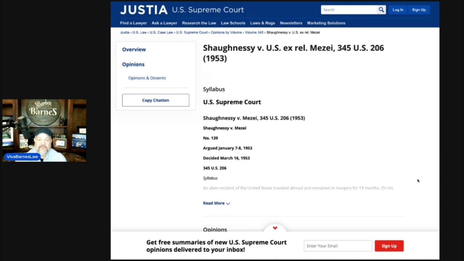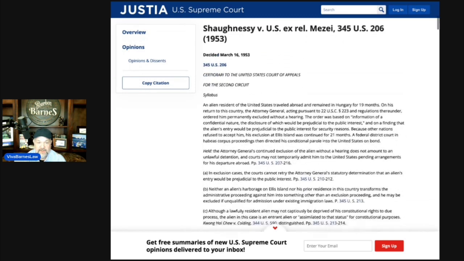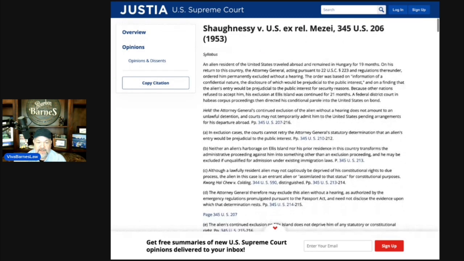Shaughnessy versus the U.S. ex rel. Mezei. You can find the citation on Justia or other freely available legal websites, at 345 U.S. 206 from 1953. These are all cases decided by the Supreme Court of the United States. Now let's go to the basic facts, or the syllabus as it's listed in the Supreme Court's case.